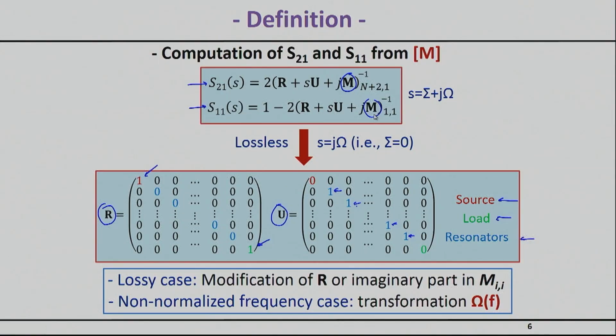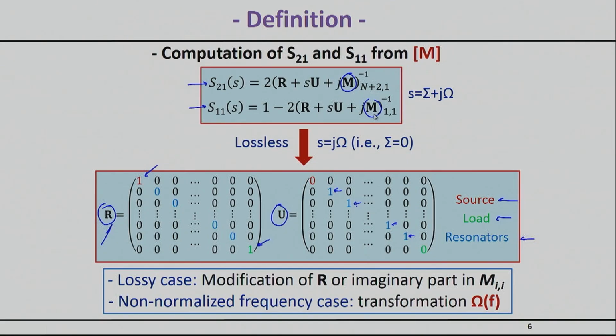Now, the lossy scenario is something we will discuss a little bit later, but I do want to say that it's a very simple modification of either the R matrix or the M matrix itself to include losses. So simply by changing a few numbers, as we'll see later on, you can immediately incorporate the lossy resonator. In other words, you can immediately incorporate a finite Q here, which you can't do normally.